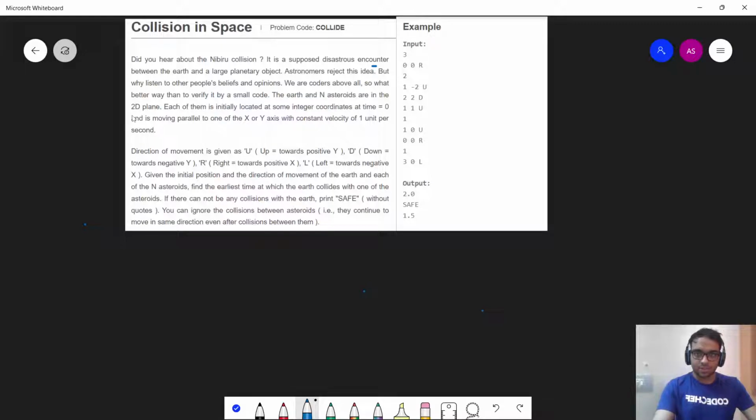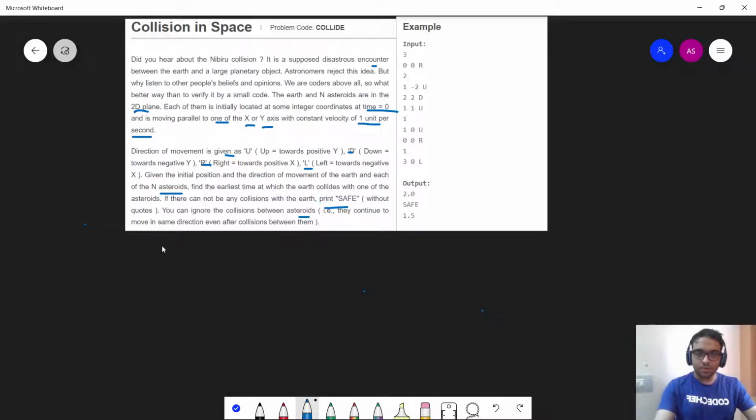The Earth and n asteroids are placed in a 2D plane. Each of them is located at some integer coordinates at time equals 0 and is moving parallel to one of the x or y axis with a constant velocity of 1 unit per second. The direction of movement is given as U, D, L, R, denoting up, down, left, right. Given the initial position and direction of movement of the Earth and each of the n asteroids, find the earliest time at which the Earth collides with one of the asteroids. If there cannot be any collisions with Earth, print safe. You can ignore the collisions between asteroids. They continue to move in the same direction after the collisions between them.